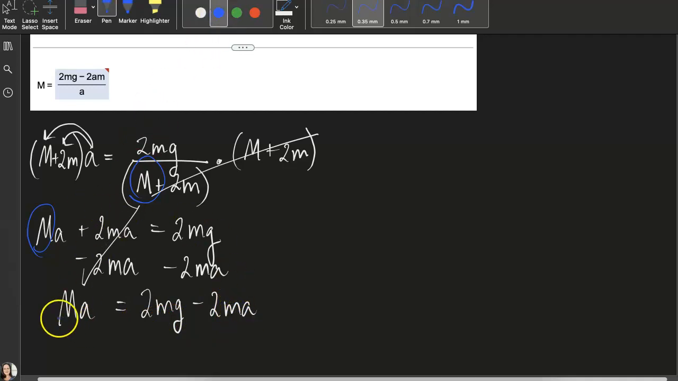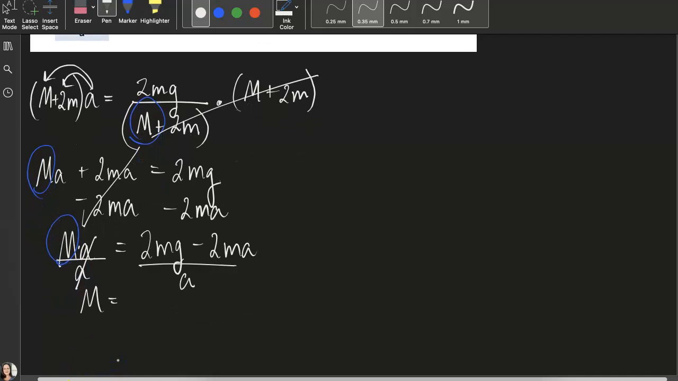One more time, I'm still looking for capital M, so I'm just going to circle that. And then to undo the times A that is beside it, I will divide both sides by A. A divided by A is 1. I don't need to write that 1, so I won't. And I have that capital M is now this expression: 2mg minus 2ma all over A.